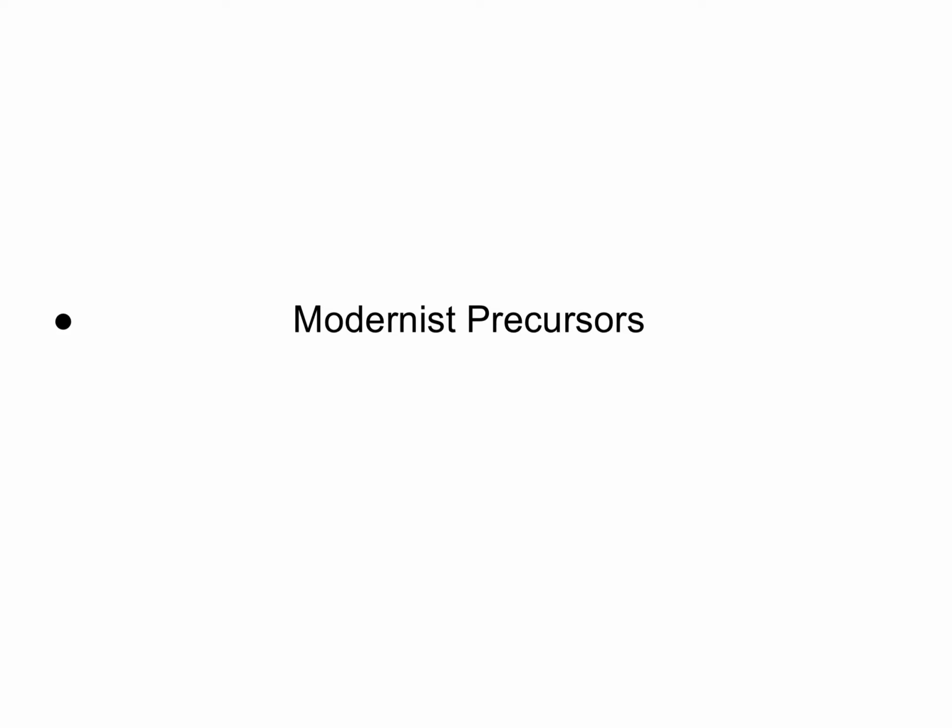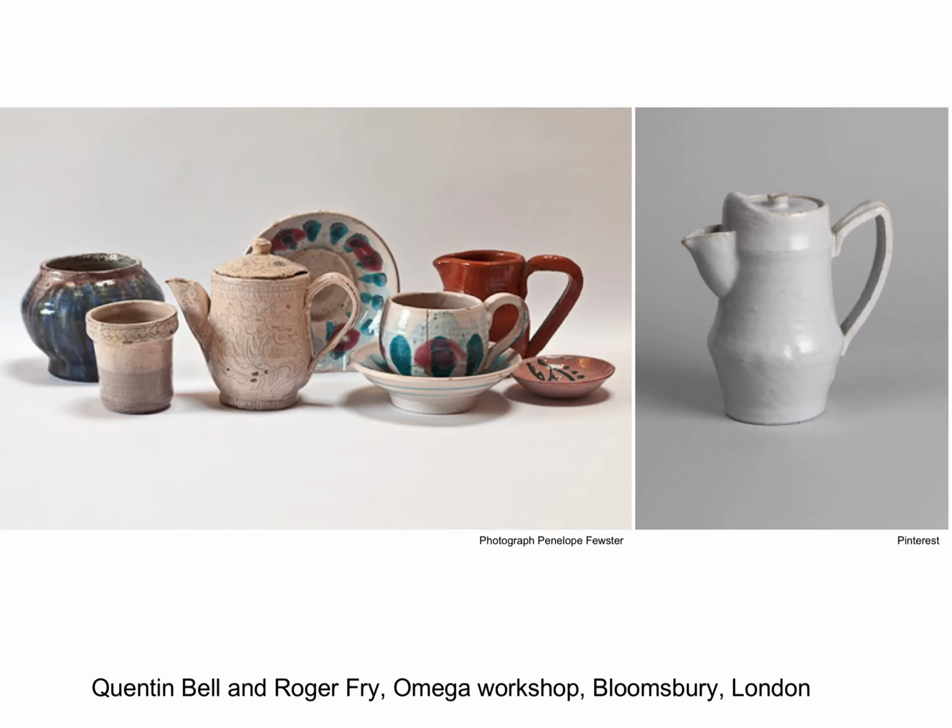Now, in the 20th century, there are modernist precursors as well to the development of what I call the material aesthetic in 20th century ceramics, and this is a brief introduction. First of all, there would be Quentin Bell and Roger Fry working at the Omega Workshops in Bloomsbury, London. And this is work from the 1920s, where there is a freshness, a spontaneity, an unpretentiousness at the level of form, and things don't have to be perfect. And this was a reaction to the industrial aesthetic, where perfection was so central to the experience of the work.